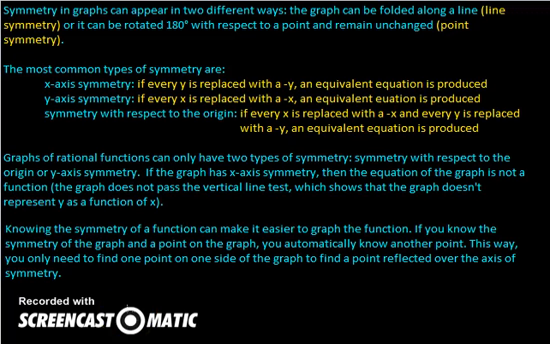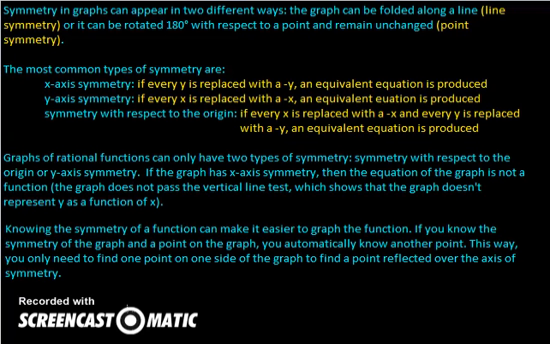X-axis symmetry occurs if every y is replaced with a negative y, and then an equivalent equation is produced. Y-axis symmetry occurs if every x is replaced with a negative x, and an equivalent equation is produced. Symmetry with respect to the origin occurs if every x is replaced with a negative x, and every y is replaced with a negative y, and an equivalent equation is produced.